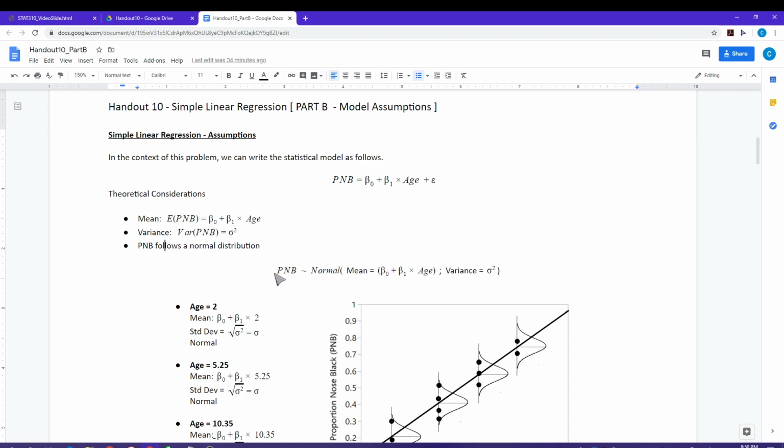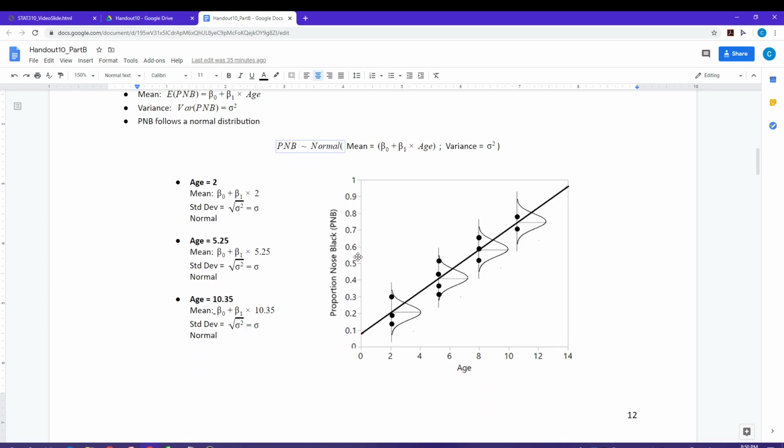So oftentimes, we will write our regression function in the following way, or with the following setup. We'll say that the response has a normal distribution with the mean given by this quantity and the variance thereby that sigma squared, which is a constant variance function.